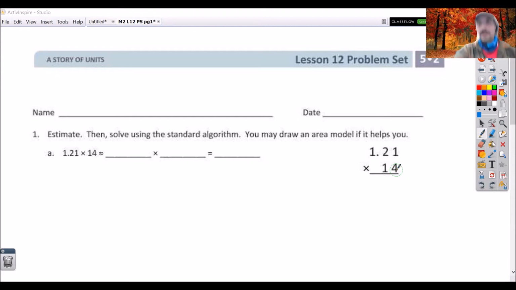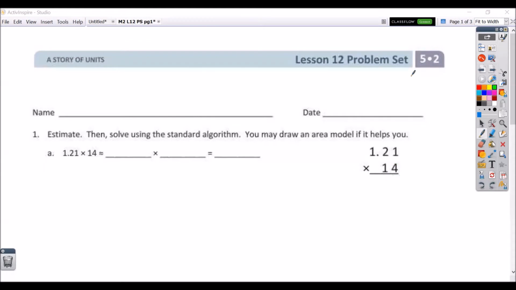And let's get started on our problem set. All right. So here we are. Let's get our names on it. And let's go ahead and read the directions. It says estimate and then solve using the standard algorithm. You may draw an area model if it helps you. So I'll help do an area model at first, but then we're just going to rip through these with standard algorithm.